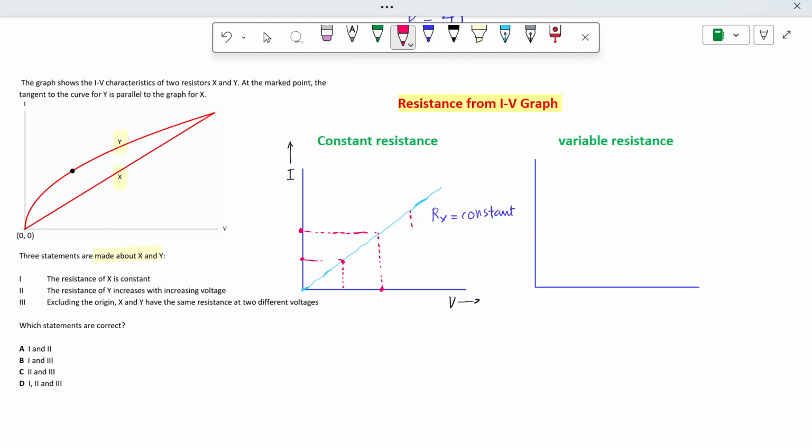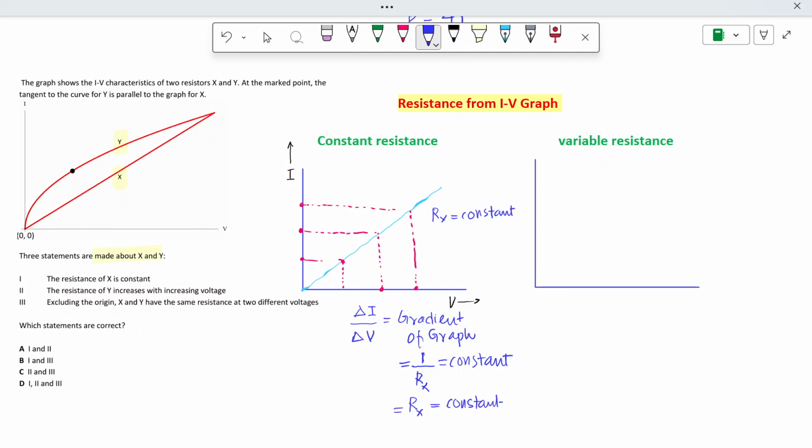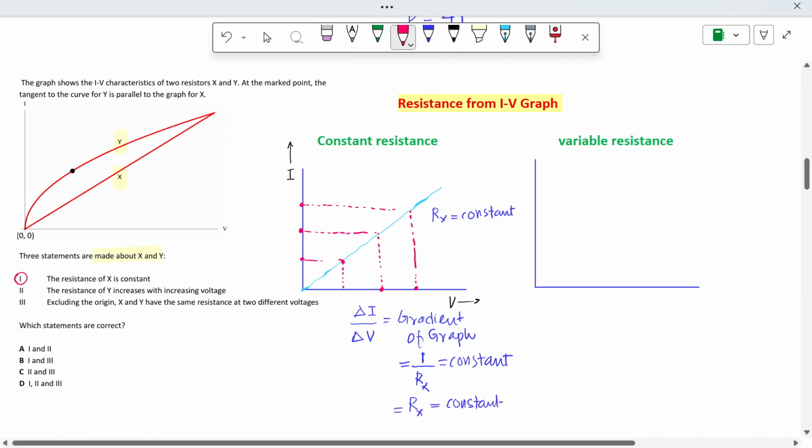The same concept we apply in the kinematics graphs and in all the graphs that you study throughout your IB. So we see that delta I over delta V, which is the gradient of the graph, is not going to change throughout. Which means that delta I over delta V, according to Ohm's law, should equal 1 over R. So 1 over Rx is constant. If 1 over Rx is constant, it means that the resistance Rx is also constant. So the first statement that is made here is correct.